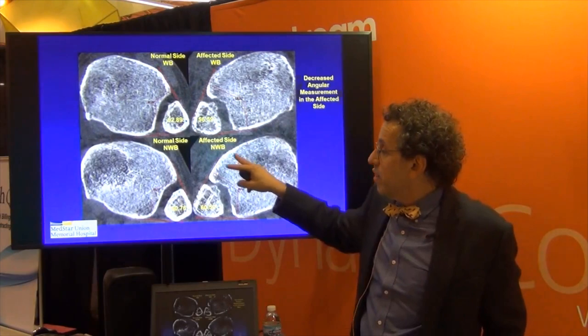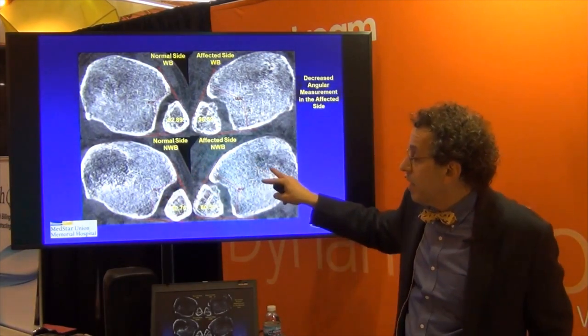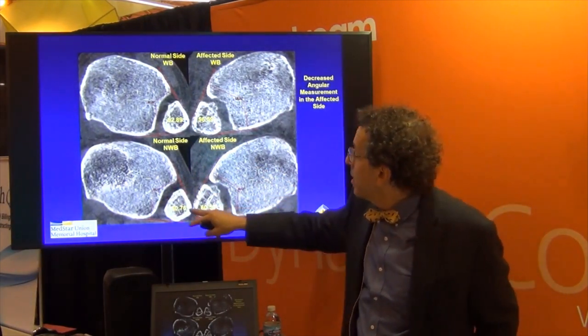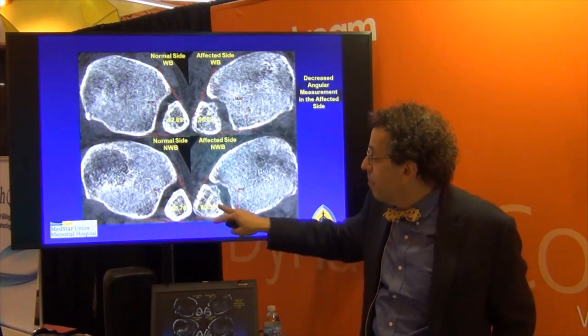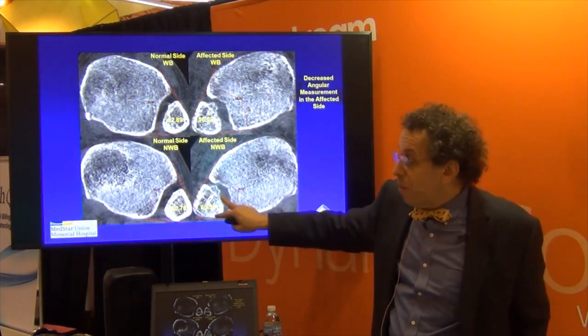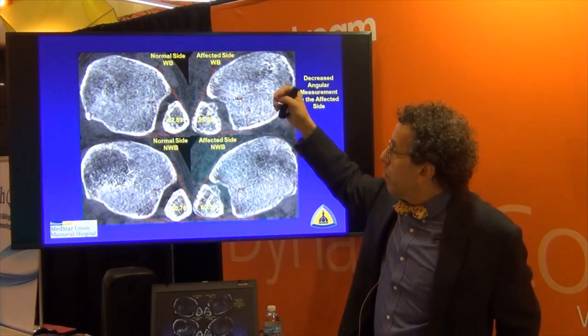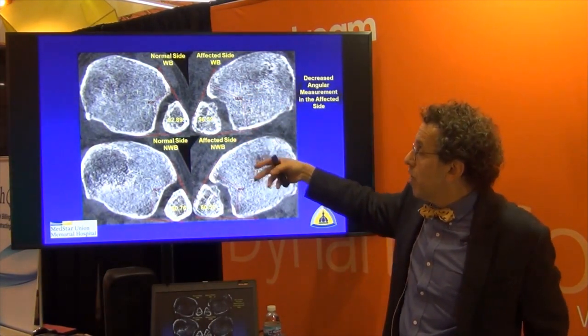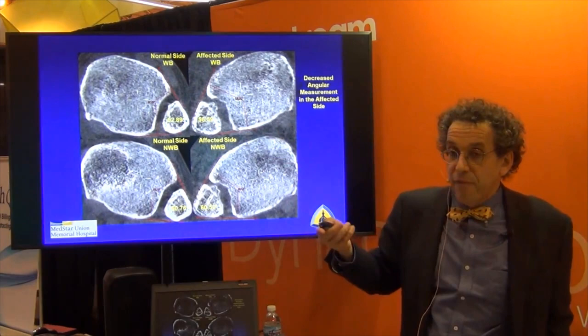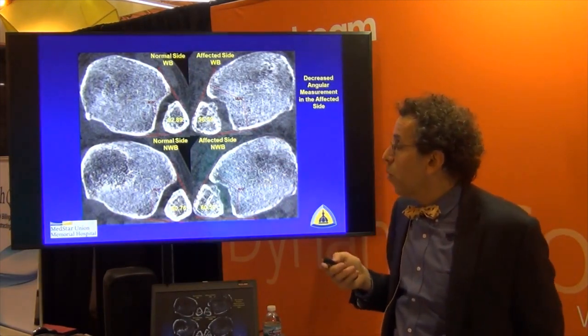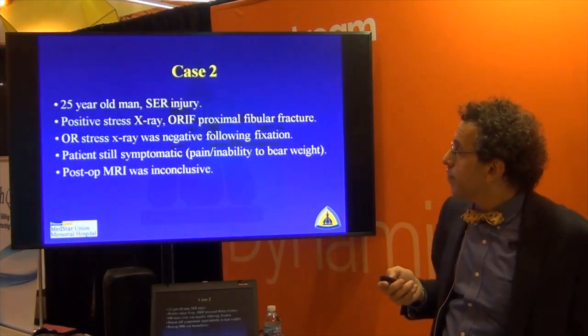And here's the normal side versus affected side, non-weight bearing, and you can see that the angle is almost the same. Even though it does look abnormal, the angle's the same, and so this one is, with weight bearing, a very good demonstration of the increased difference from side to side in the weight-bearing CAT scan.